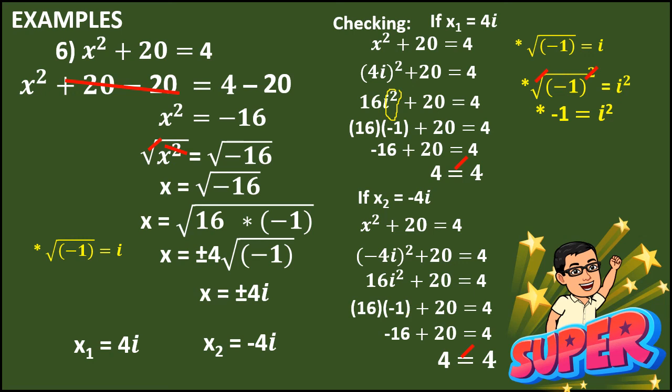So the answers are both x1 and x2 are the solutions. Meaning 4i and negative 4i are the solutions to the quadratic equation x squared plus 20 equals 4.